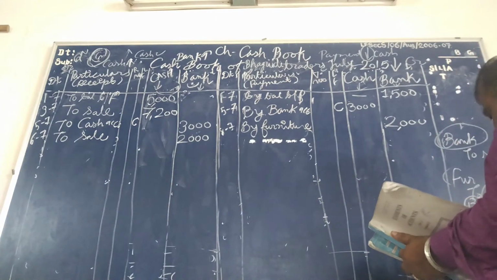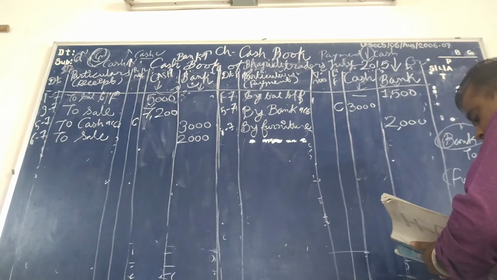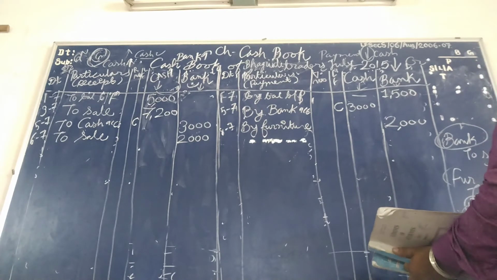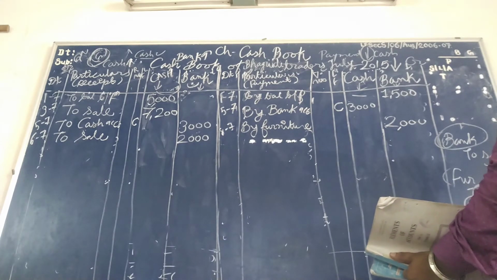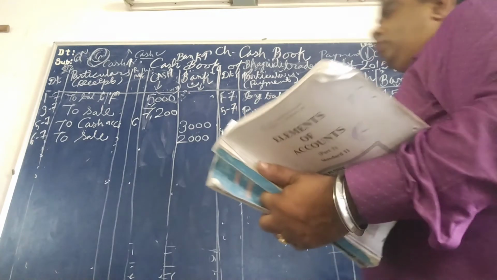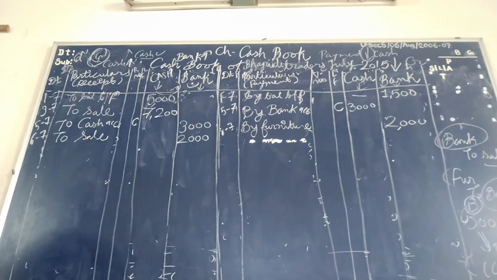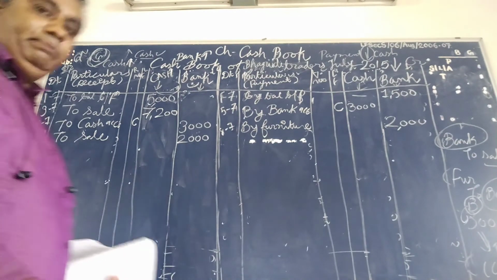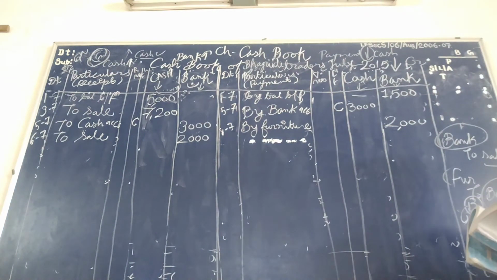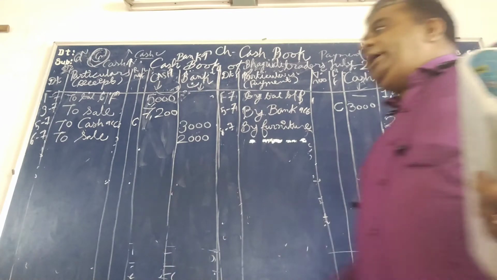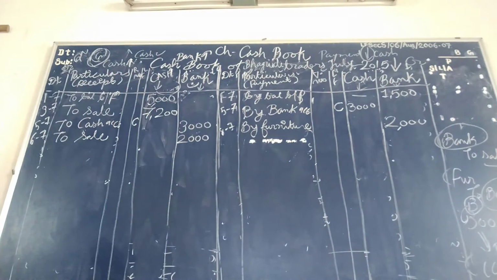Now we endorse this check to Parth, which means Parth is our creditor. We have to pay rupees 3,000 to Parth. Now we endorse this check in favor of Parth. It means that we give the check, we write the check to Parth. I repeat, we endorse this check to Parth, which means we give rupees 3,000 to Parth. Understood, students?